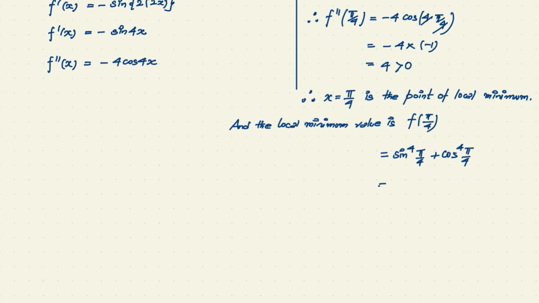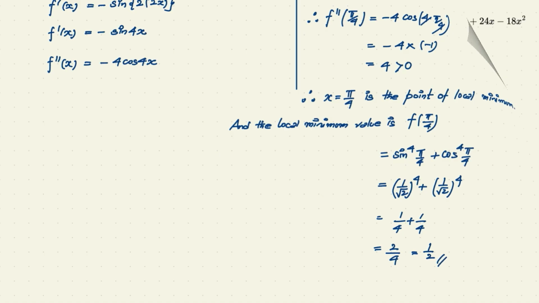So this will be equal to (1/√2)^4 + (1/√2)^4. So this will be equal to 1/4 + 1/4. So this will be equal to 2/4, and hence the local minimum value at x = π/4 is 1/2.